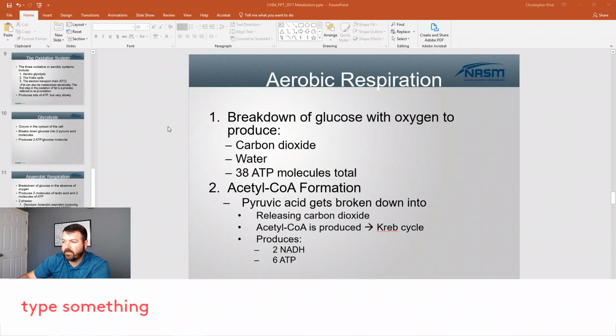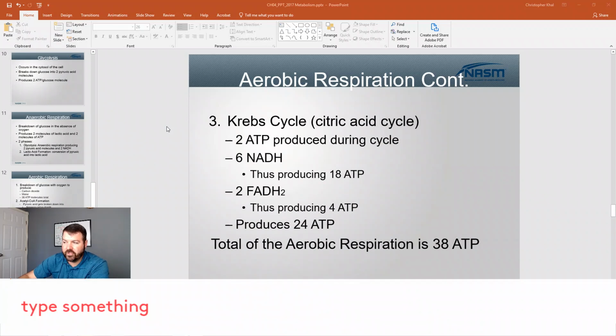The next portion is the Krebs cycle, also called the citric acid cycle, but everyone knows it as the Krebs cycle for the most part. Immediately, 2 ATP is produced. Then the cycle goes on with 6 NADH, which in turn produces an additional 18 ATP. And the last will be 2 FADH2, which produces 4 more ATP. So the Krebs cycle alone produces 24 ATP per cycle. And that, along with the acetyl-CoA and a little bit of the glycolysis, produces up to 38 ATP.